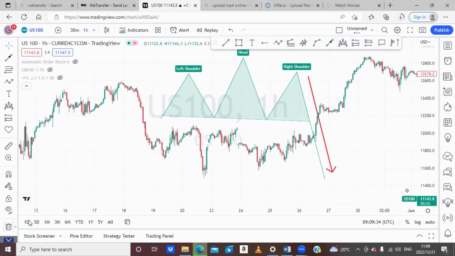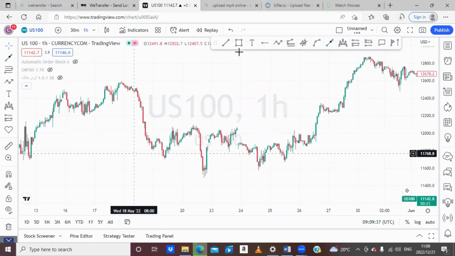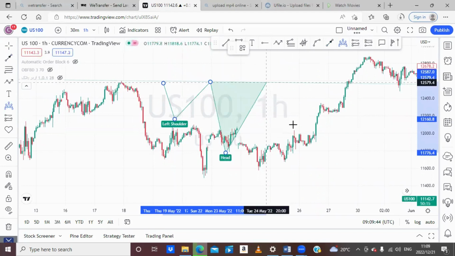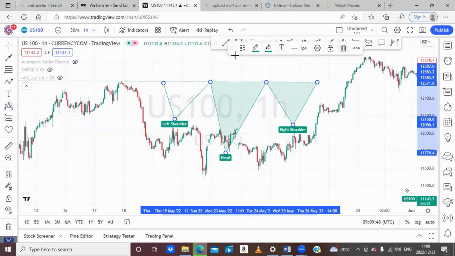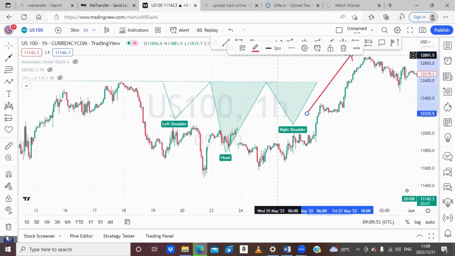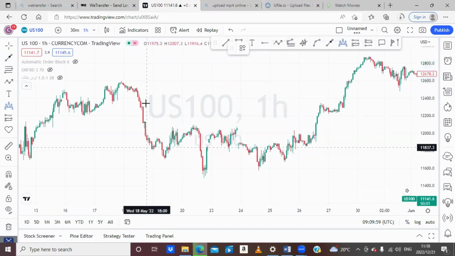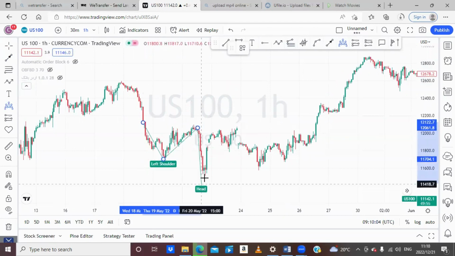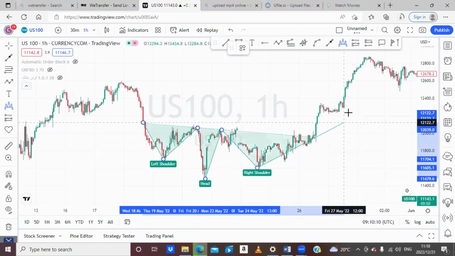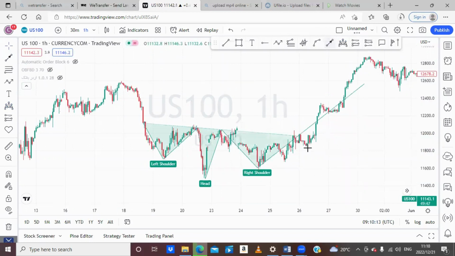But you can also have the inverse, the reversal head and shoulders, something like this, going down, the head, the right shoulder. You see, then you have the market going up, boom. Understand? So we have this kind of thing. If you take a look here, we have the same thing: the left shoulder, the head, the right shoulder, then boom, the market went up. You see?